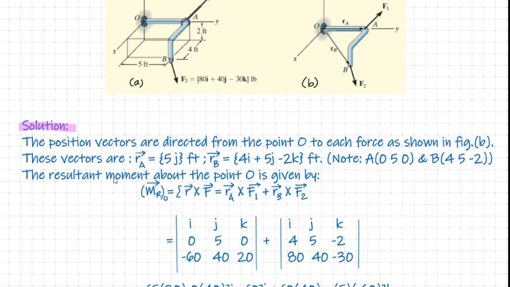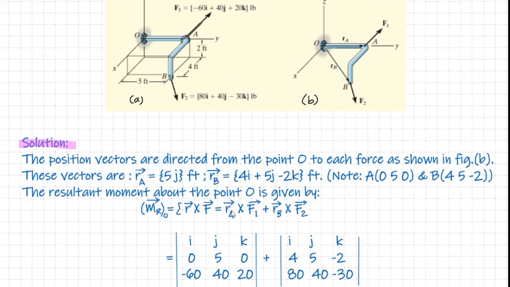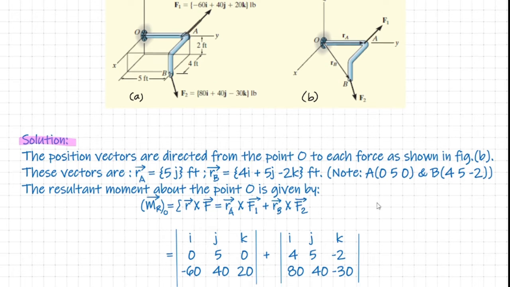Therefore, we can go for the computation of the resultant moment produced by F1 and F2 about the point O using the simple expression which was already discussed earlier: vector MRO = Σ r × F. Specifically in this case, this will turn out to be vector RA × vector F1 + vector RB × F2. The first term indicates the moment produced by F1 about O, and the second term indicates the moment produced by F2 about the point O.